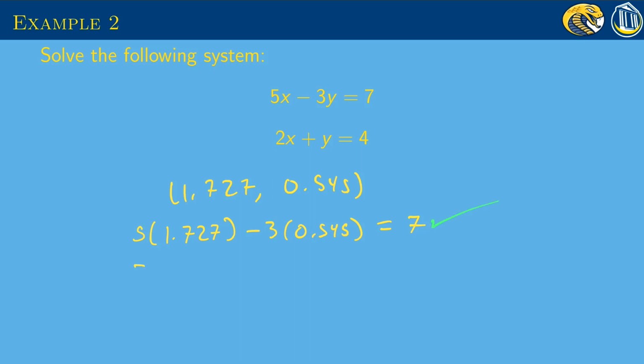However, if we look at 2 times 1.727 plus 0.545, double check me if you want, type this into a calculator, we get 3.999. What happened? Why isn't this 4? We verified that this worked graphically.